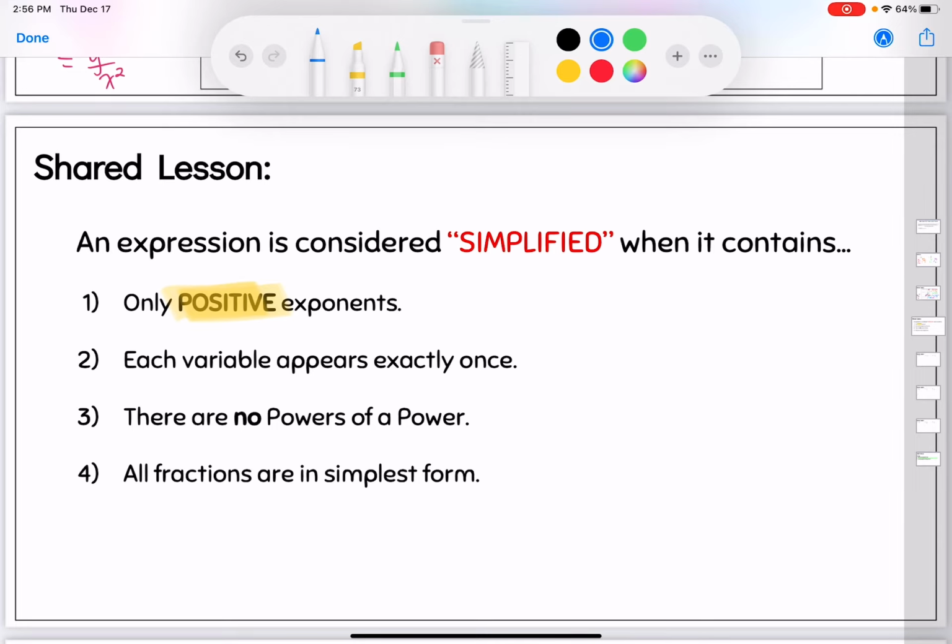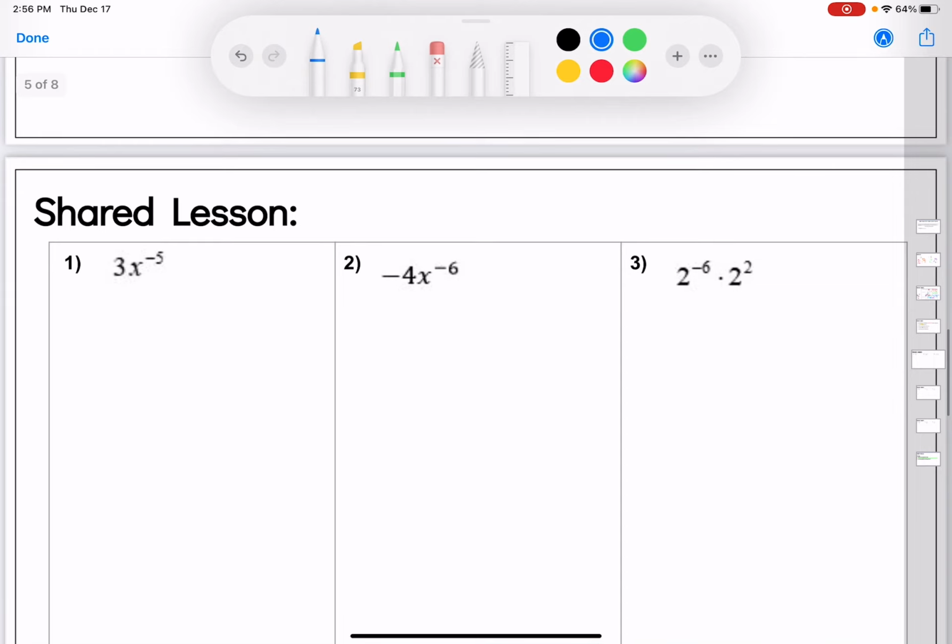Okay, remember also that you should only have each variable once, right? And there shouldn't be the same base listed twice. That means you could combine some exponents. There's no powers of a power, and all fractions are in simplest form. Okay, so let's try it out here a little bit.